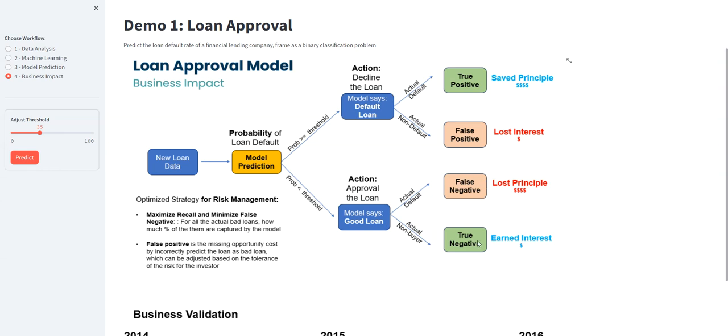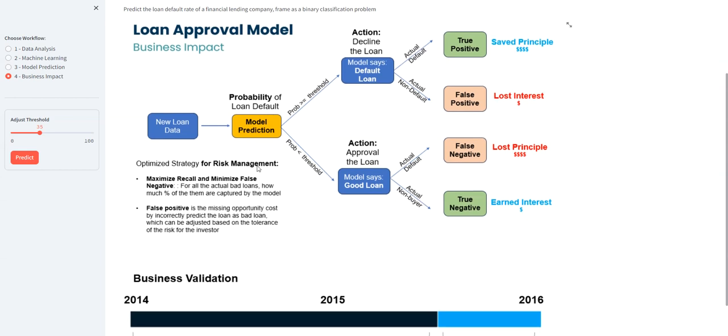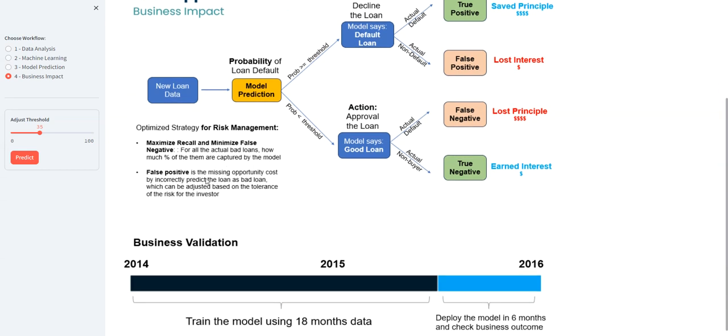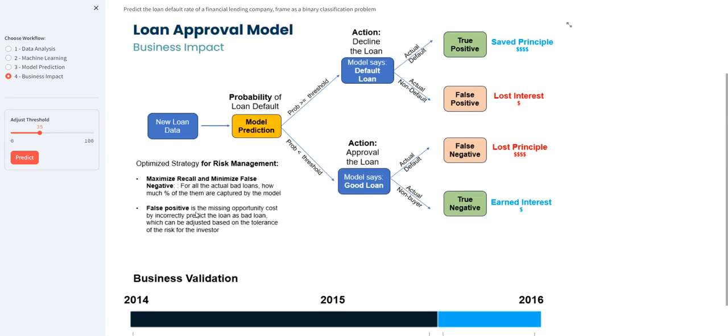And if you predict that it is a good loan, and it is indeed a good loan, you have earned interest. So our optimized strategy for risk management will be to maximize the recall and minimize the false negative, where you have this lost principal, right? You don't want that to happen. So for the actual bad loans, we're going to measure how much of them are actually captured by the model. Also depending on your credit tolerance, how much loss you can tolerate, right?